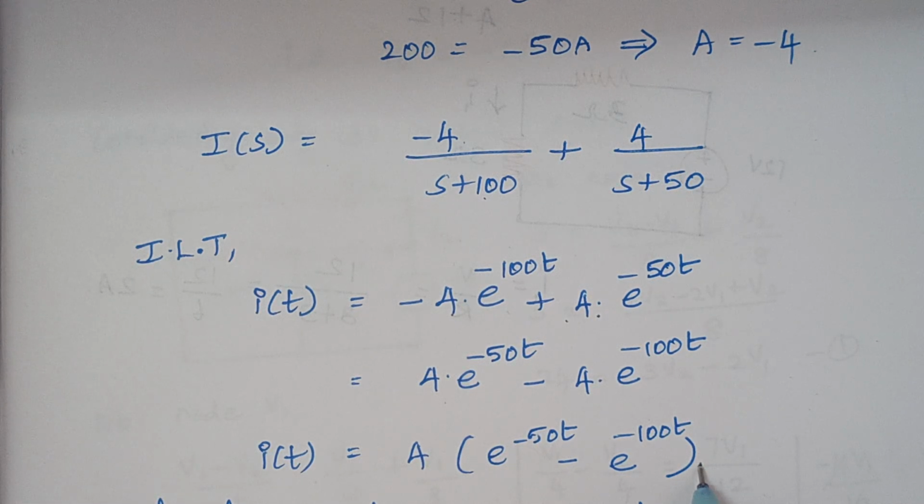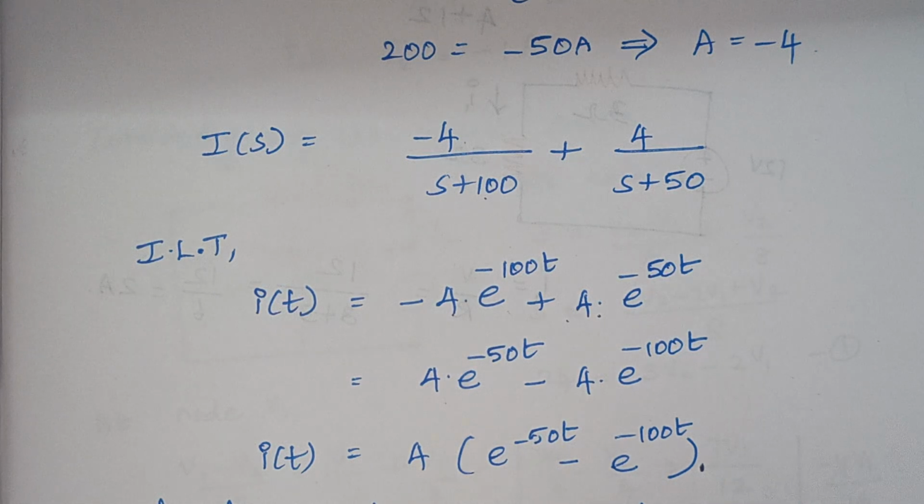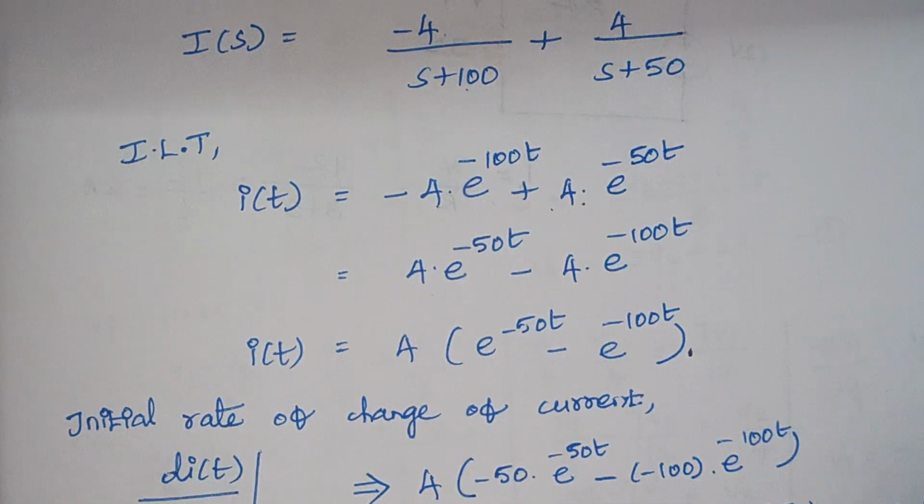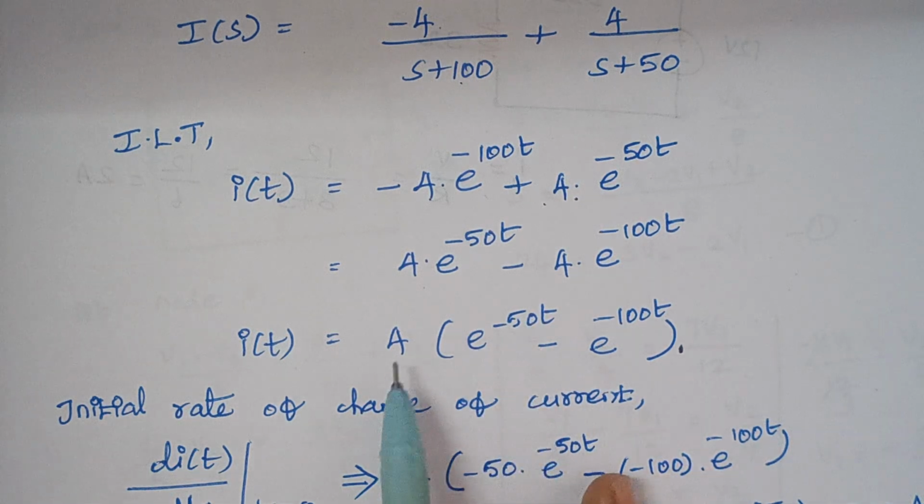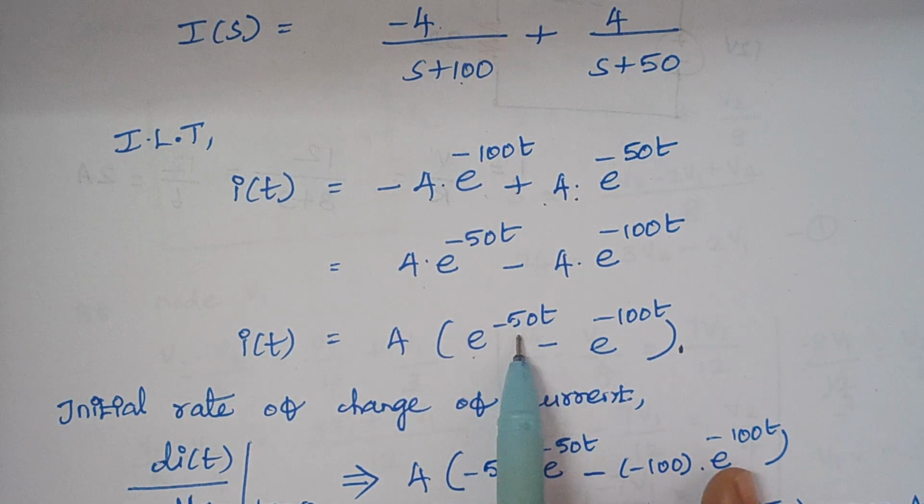Now the next thing is we have to find the rate of change of current. Okay, that is initial rate of change of current. Therefore, here we have to differentiate this expression and we have to equate the value of t as 0 because initial rate of change, right? Initial means when time t is 0. So here when you differentiate, you see e to the power minus 50t, when it is differentiated, it becomes minus 50 into e to the power minus 50t.